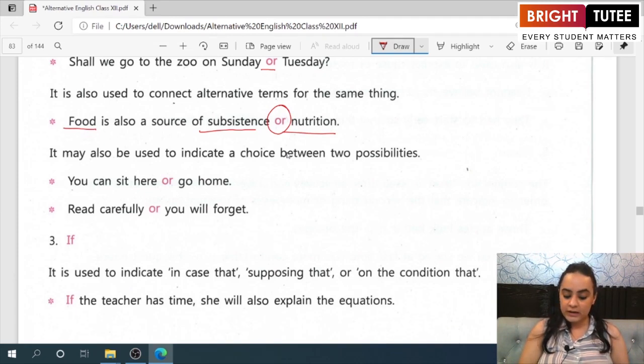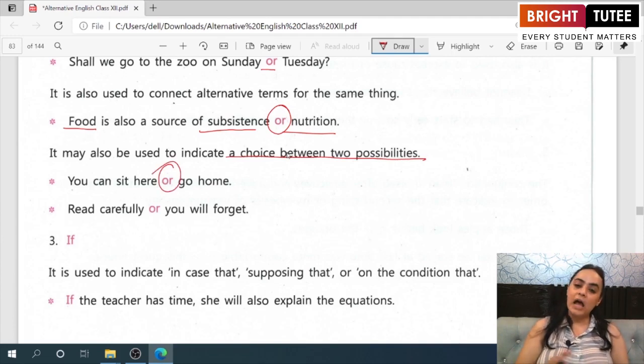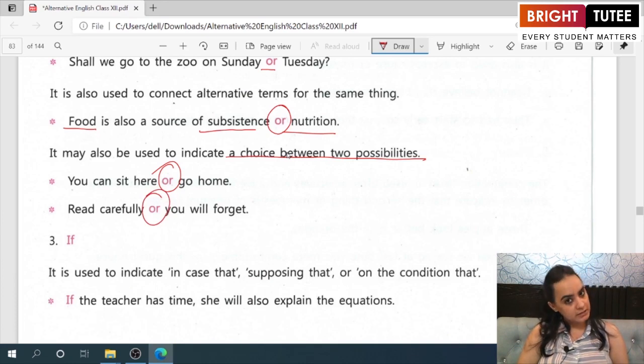It is also used to indicate a choice between two possibilities. You can sit here or go home. You can play now or study at this point. So read carefully or you will forget.